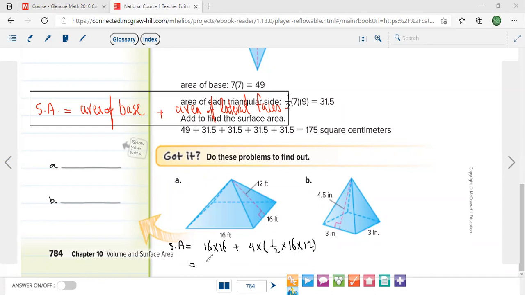16 multiplied by 16, 256. 4 times half is 2. 2 multiplied by 16, 32. And 32 multiplied by 12 will give you 384. Now, if we add 384 to the 256, this will give you 640 feet square.